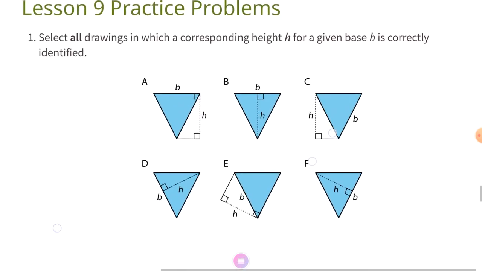There we go. Okay, so select all the drawings in which a corresponding height h for a given base b is correctly identified. All it's asking is which ones are labeled properly. This is where your highlighter comes in.